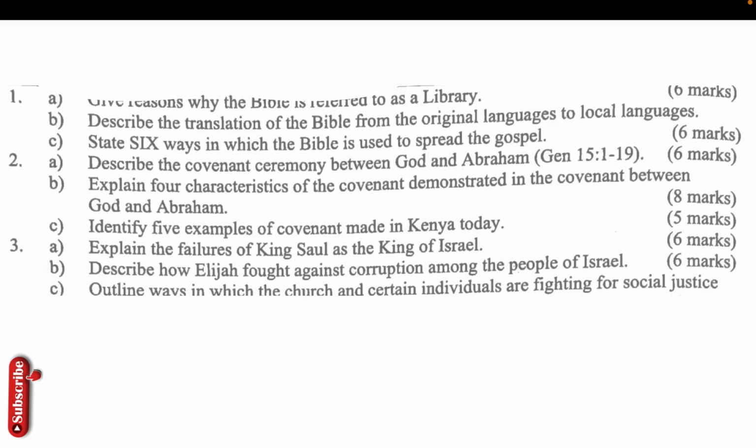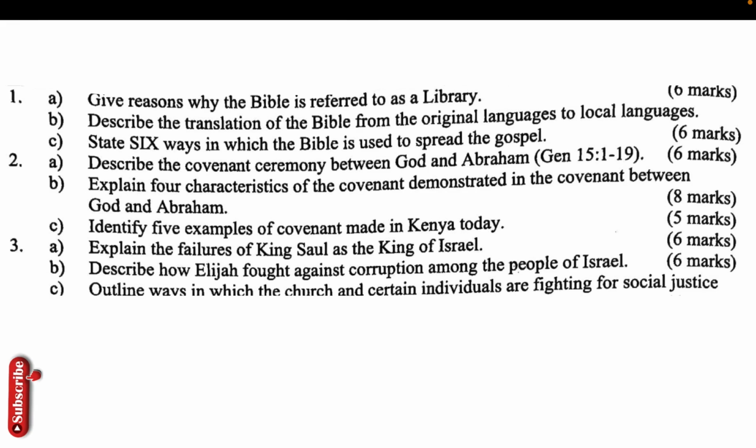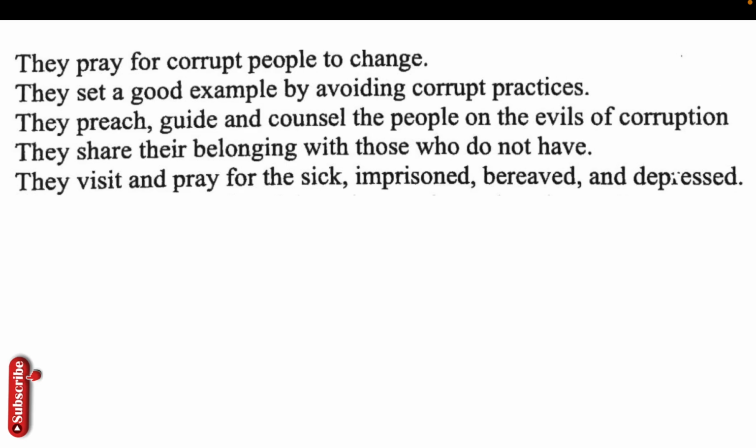Question 3c. Outline ways in which the church and certain individuals are fighting for social justice in modern society. They pray for corrupt people to change. They set a good example by avoiding corrupt practices. They preach, guide, and counsel the people on the evils of corruption. They share their belongings with those who do not have. They visit and pray for the sick, imprisoned, bereaved, and depressed. The church provides social services such as education and health to the needy.